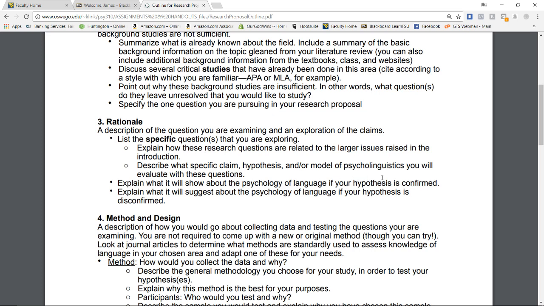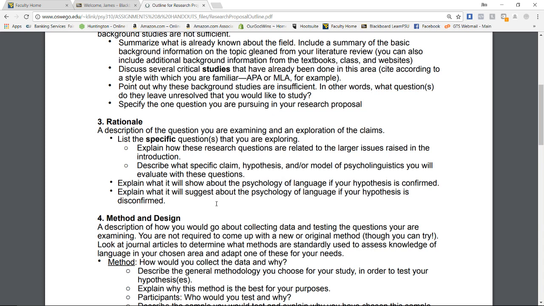psychology of language of your hypothesis is firm. Now this here, I'm not real sure what they're trying to say. That sounds a little odd there. But basically explain if your hypothesis is confirmed, in other words, if you're able to prove your theory true, how will that benefit? How will that maybe benefit others, benefit people?